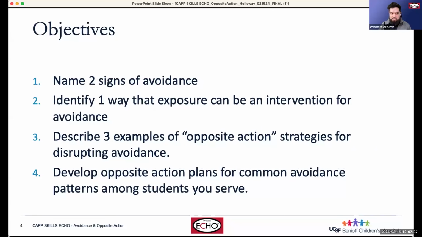Okay, so our objectives for today are to first name 2 signs of avoidance, identify one way that exposure can be an intervention for avoidance, describe 3 examples of opposite action strategies for disrupting avoidance, and more if we have time, develop opposite action plans, and we hope that you'll be able to develop opposite action plans for common avoidance patterns among students that you serve.